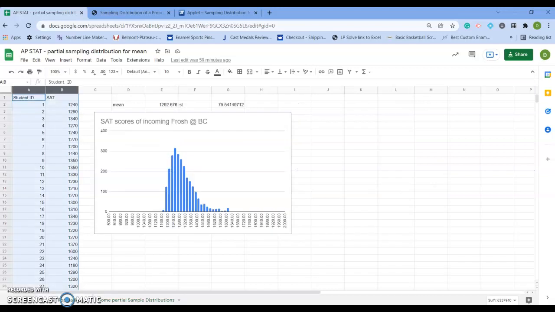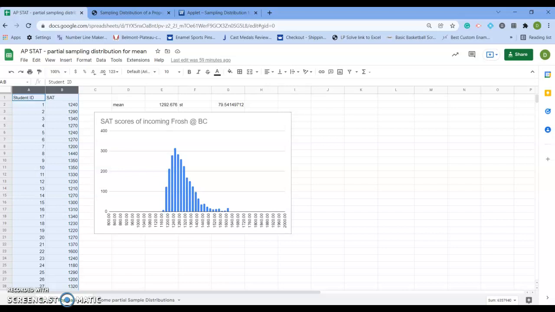In honor of Eamon Coffey, I have a population here. This is made up. It is the population of SAT scores of incoming freshmen at BC. You can see the shape of the distribution is pretty skewed right. It's centered around 1292, standard deviation just under 80. So clearly a non-normal population.